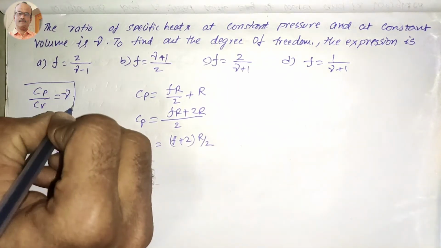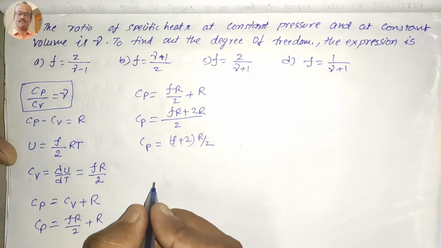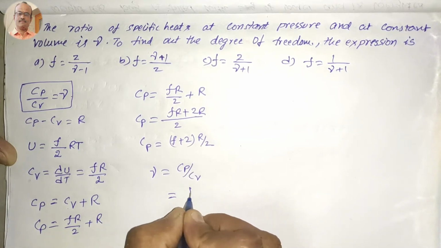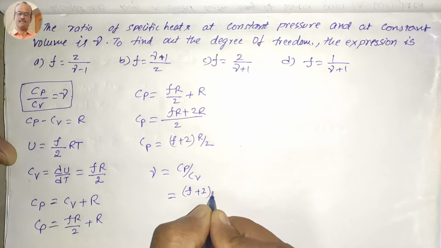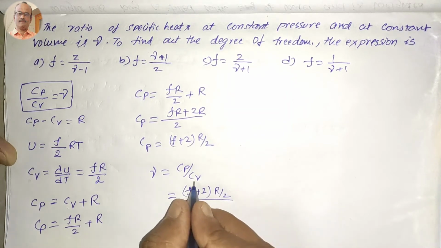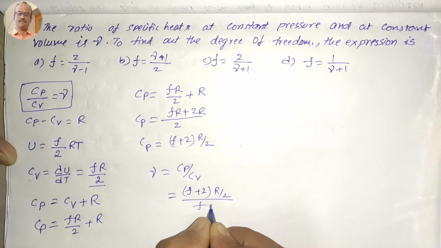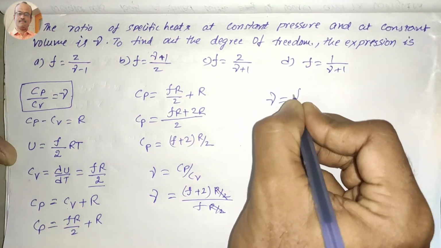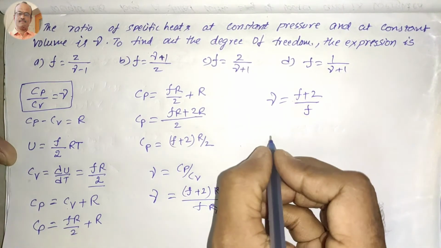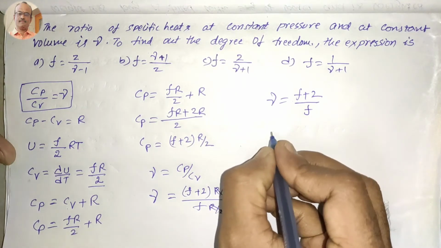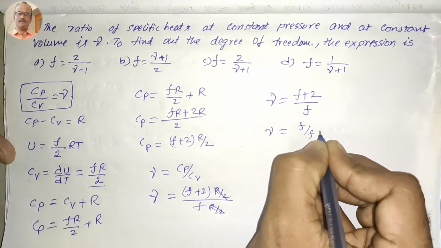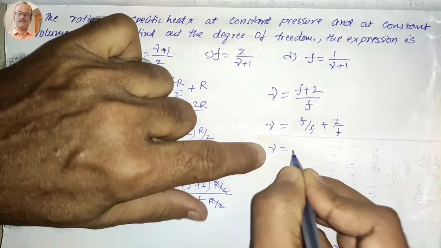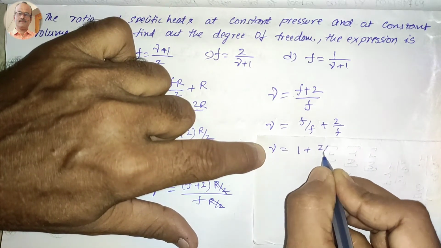But actually we know Cp by Cv. So first of all I will take gamma is equal to Cp by Cv. So what is Cp here? Degree of freedom plus 2 into R by 2, divided by Cv, which is Fr by 2. Both get cancelled. So gamma is equal to F plus 2 divided by F. Then gamma is equal to F by F plus 2 by F, so gamma is equal to 1 plus 2 by F.